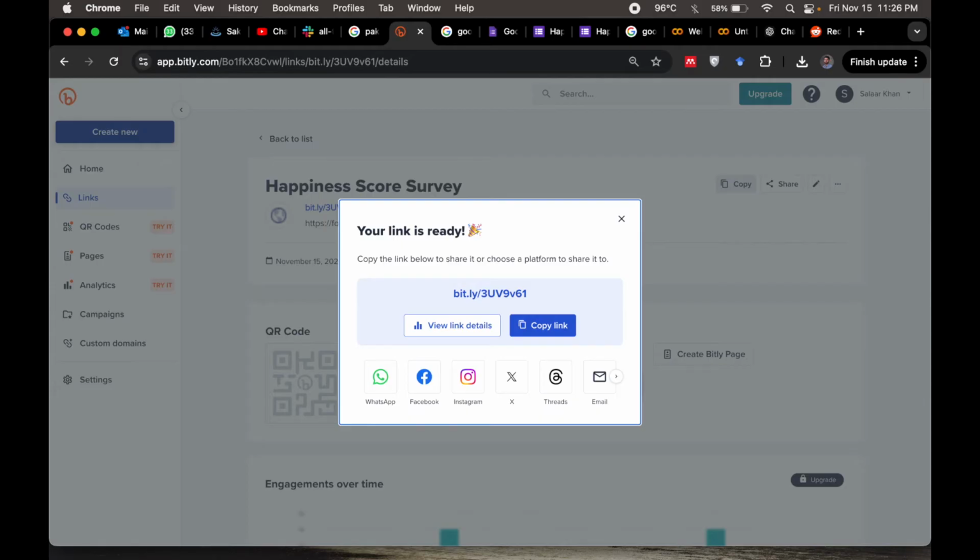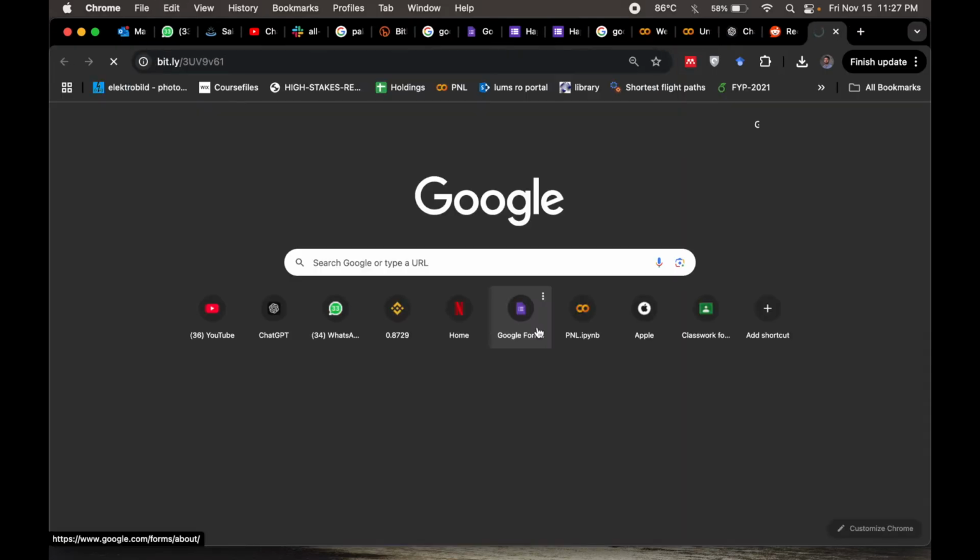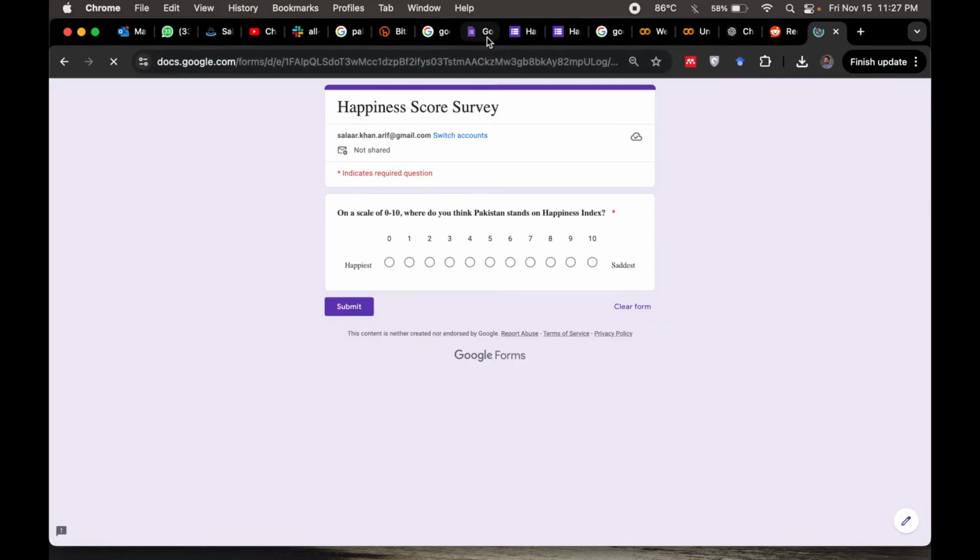Bit.ly slash 3uv9v61. Okay, fill this in and hit react when done, so I'll know if I have a bunch of responses. Let me also click the link and see if it's working. Doesn't seem to work. Well, let me copy and paste it. Yeah, it links to the form, and yeah, it works. Okay.